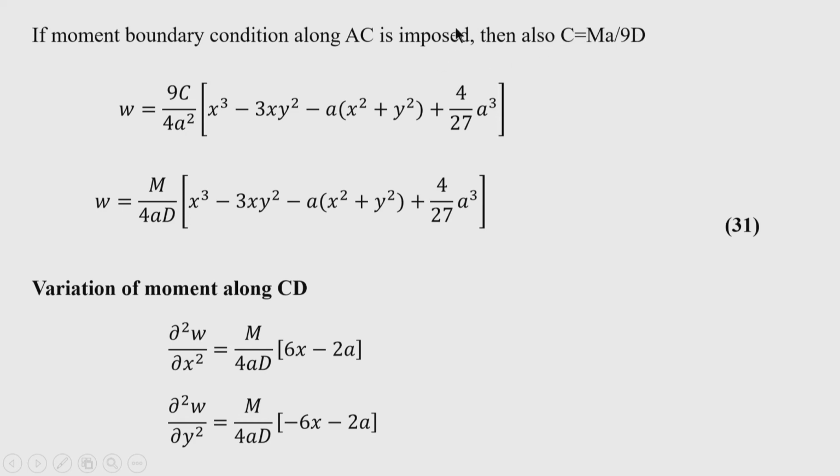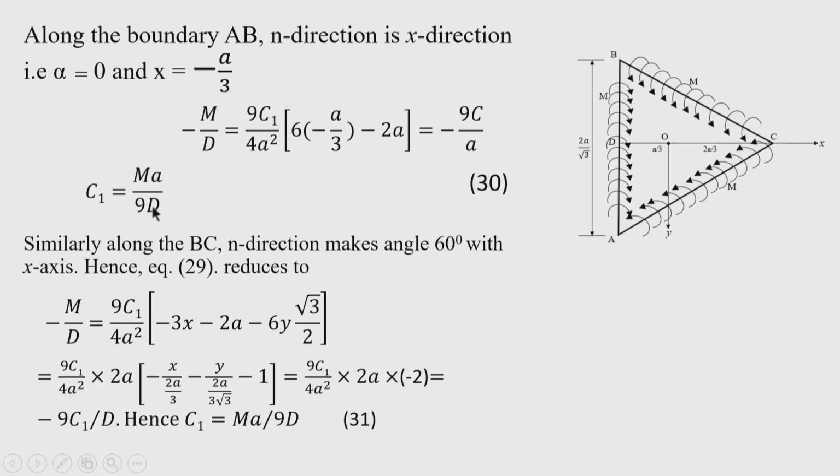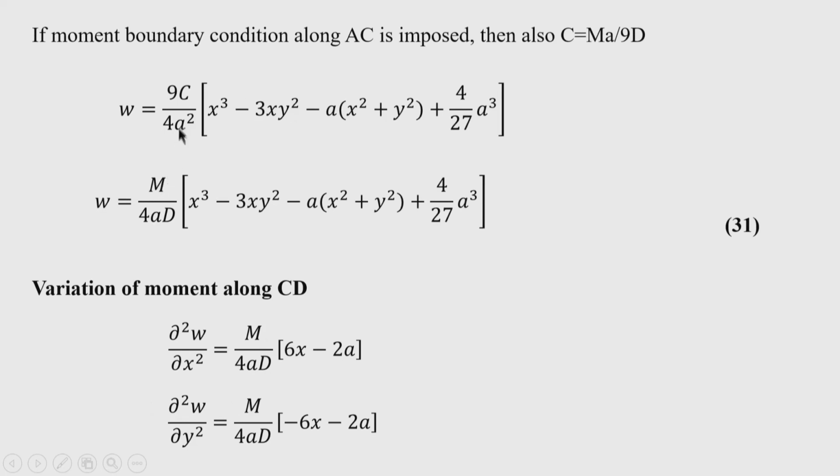So, after substituting C1, the constant associated with the deflected series, we now get W equal to 9C divided by 4a squared, parenthesis x cubed minus 3x squared minus a x squared plus y squared plus 4 by 27 a cubed. This is the deflected series, and putting the value of C, as C is found as Ma by 9D, we get W in terms of all known parameters.